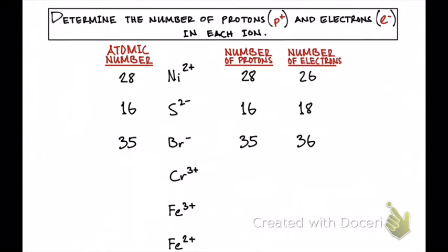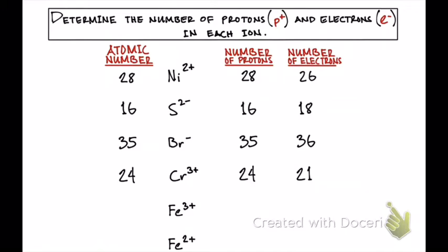What about for chromium with a positive 3 charge? So chromium in the periodic table is number 24. And so the number of protons will also be 24. And a positive 3 means that you subtracted 3 electrons. And so we would have a total of 21 electrons.